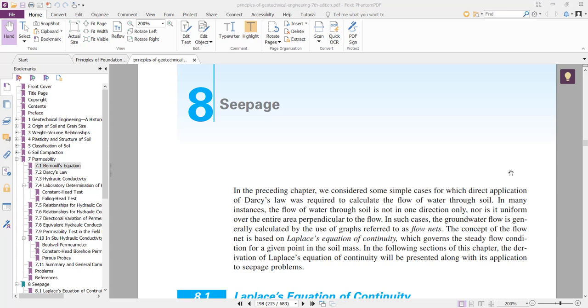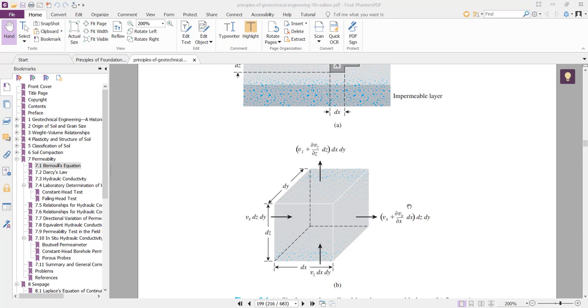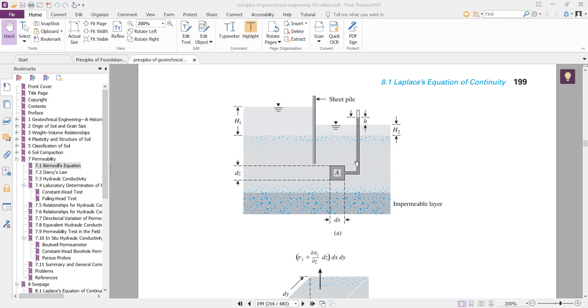We will start to look at the equation in general to see what's going on in seepage analysis. So for the Laplace equation, if we view this figure, we have a sheet pile here, this is the level of water here, and this is the level of water on the other side. The water will start to move from the higher side to the lower side because of the pressure and because of the soil, which wants to pass the water.